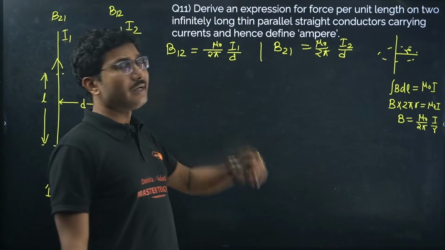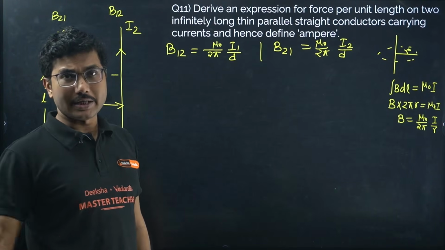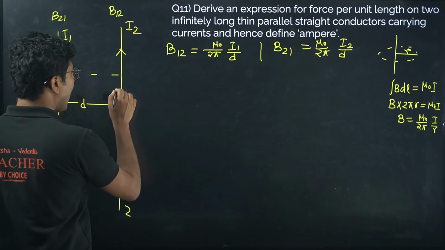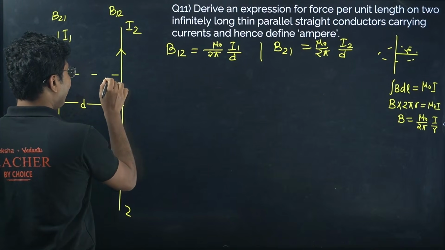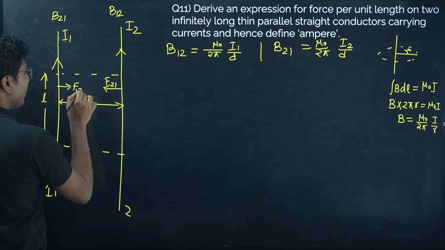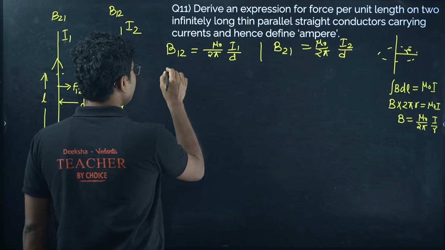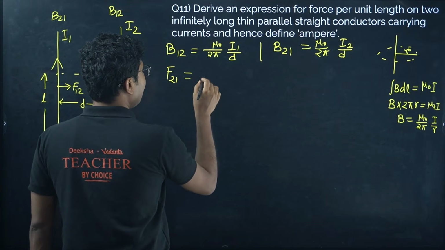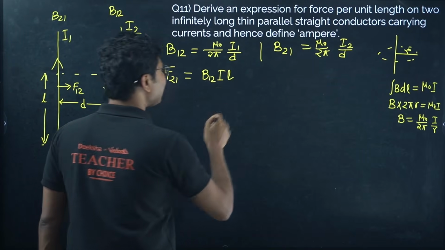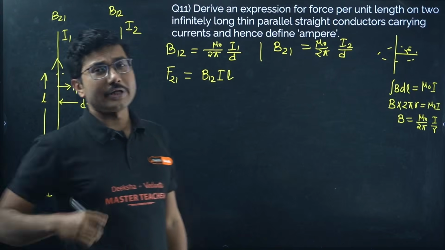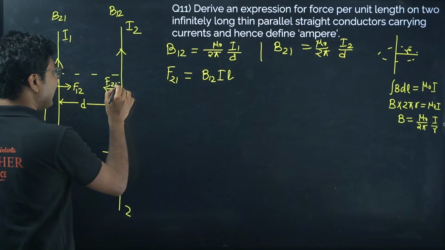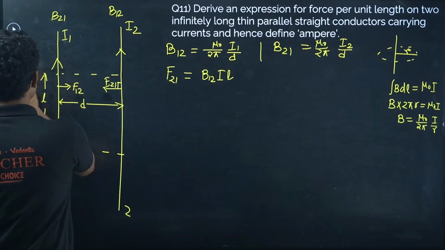Now if the magnetic field is known, we can calculate the force acting on a wire of length L. So the force acting on wire 2 due to wire 1 is F21, and this is the force on 1 due to 2. F21 is given by B12 I L sin theta. Here the angle is 90 degrees, so sin theta is 1.